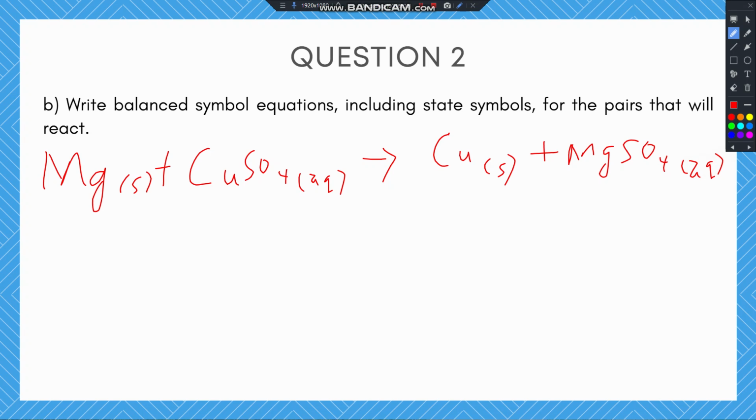This equation is actually balanced from start to finish. One atom of magnesium on both sides, one atom of copper on both sides, one atom of sulfur on both sides, and 4 atoms of oxygen on both sides.